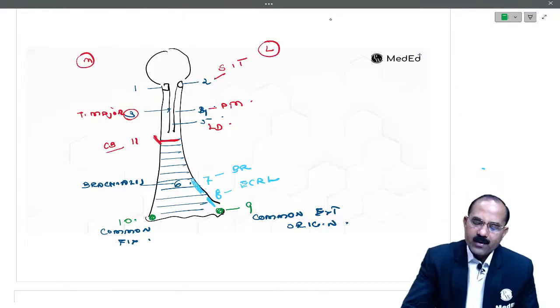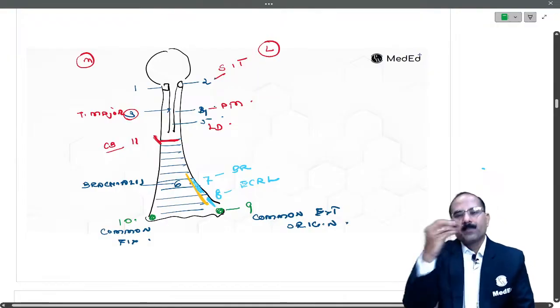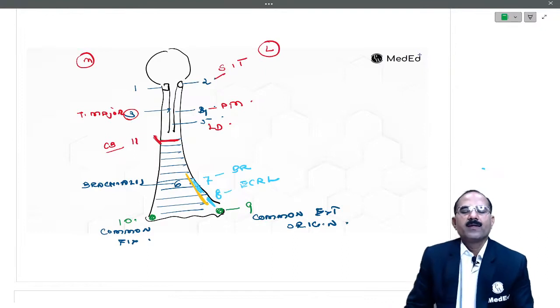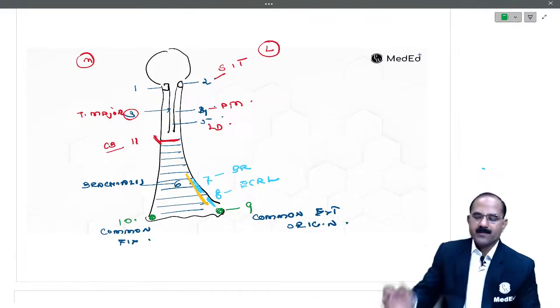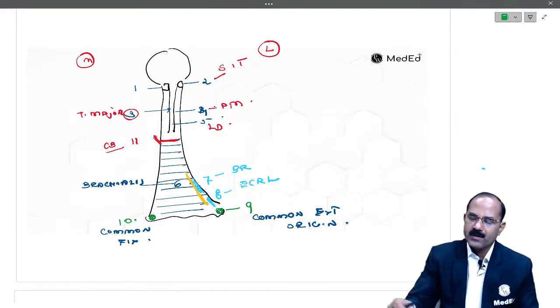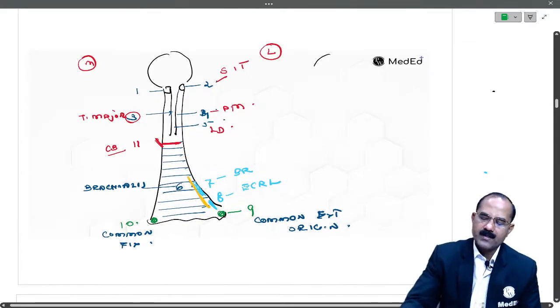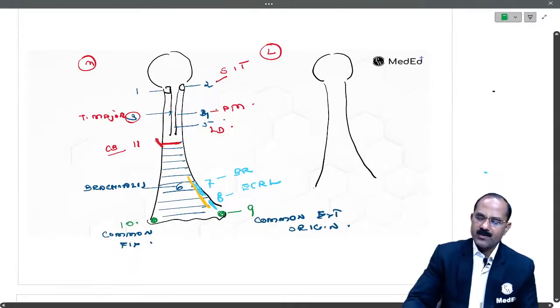Can anyone tell me what this structure is that I've drawn? It lies between the brachialis, the brachioradialis, and ECRL. What is this structure? If you're not able to identify it, I'll give you a hint. What is that yellow structure? Any guesses? It is a nerve, the radial nerve. Very good. That's the radial nerve.